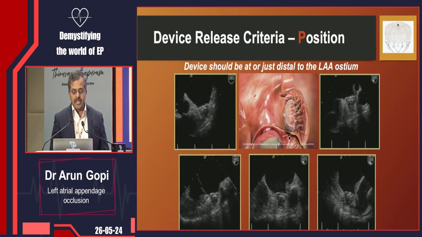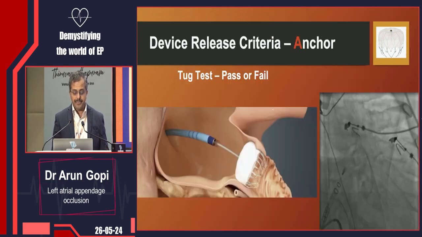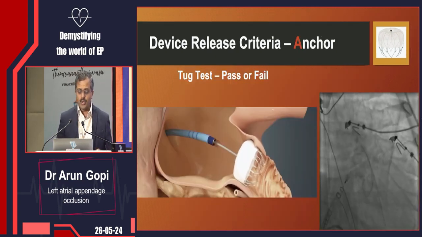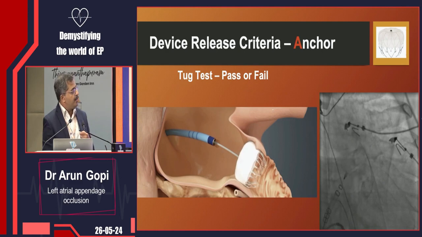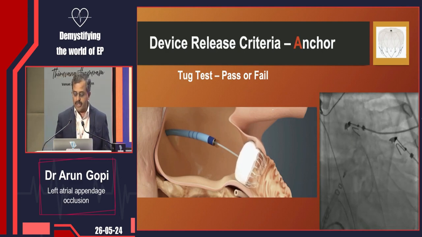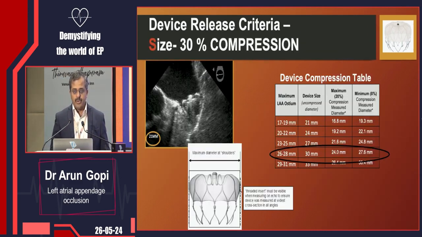So first is position, that the device should be just distal to the left atrial appendage ostium, that is marked by the left circumflex artery on the TE. Then is the anchor. So you do a tug test. Like your ASD device, you pull the device and see whether it is staying in or not. The third thing is size. You measure the size of the device. It should be compressed at least 80 to 20% compared to the ostium of the size. So here we had almost 30% compression, which was okay.